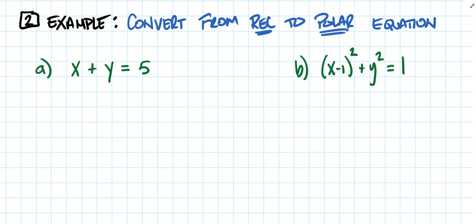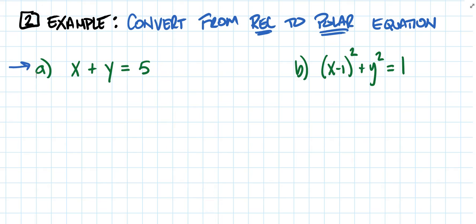Okay, here is box number 2. It's an example, and I'm going to show you how to convert from rectangular to polar equations. So remember, rectangular equations have x's and y's, and polars only have r's and theta. So our goal is to end up with something with an r and a theta in it. Okay, let's begin with example A on the left-hand side here. It has x plus y is equal to 5.